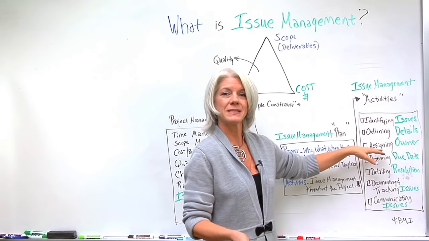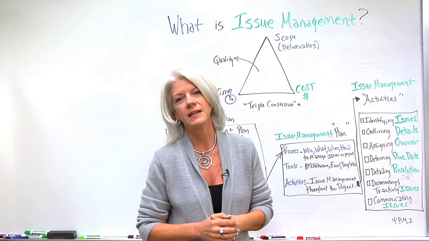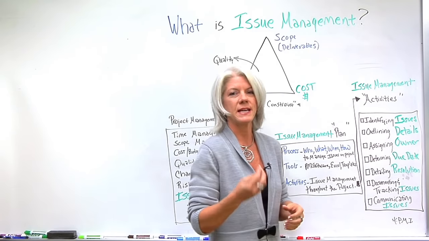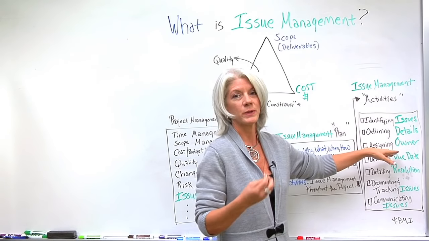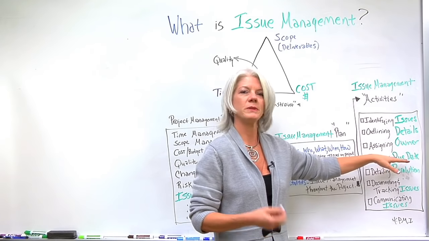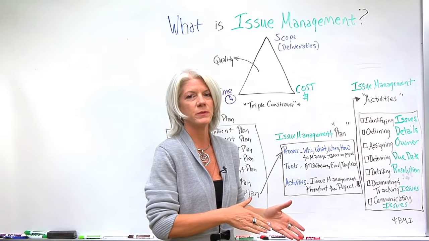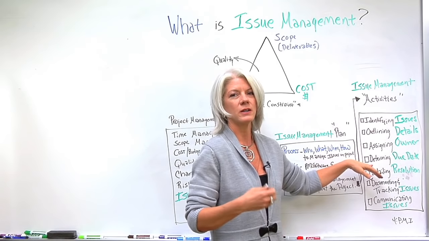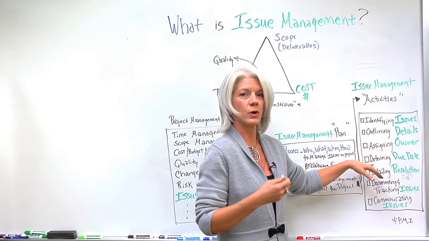We want to be able to assign an owner, so it's a specific person. We've learned that if we just assign it to a group or some nebulous unit, no one really takes ownership of it and no one knows to track it and manage it or resolve it. So we want to assign a specific person. We want to determine the due date, so we know when it needs to be resolved, or otherwise we begin escalating. Again, all in the effort of trying to prevent any kind of impact to the project or any other risk to the project.